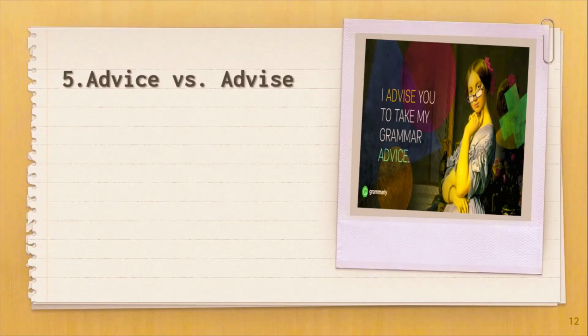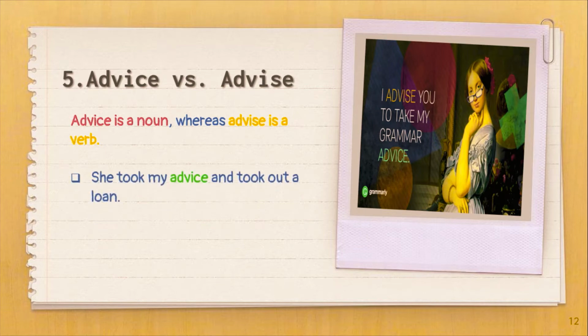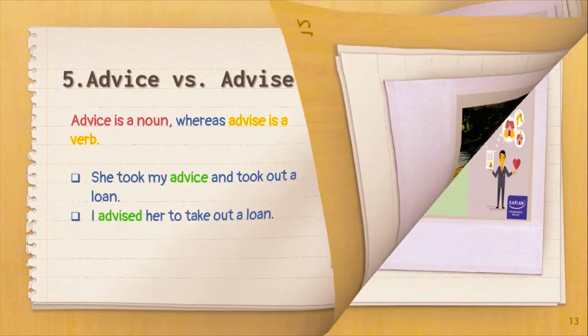advice versus advise. So advice is a noun, spelled A-D-V-I-C-E. So it is a noun, whereas advise, spelled A-D-V-I-S-E, is a verb. Always remember that. Let's see, for example, she took my advice and took out a loan. Advice there is used as a noun. I advised her to take out a loan. So advised in the second example is a verb. So it is used as a verb.